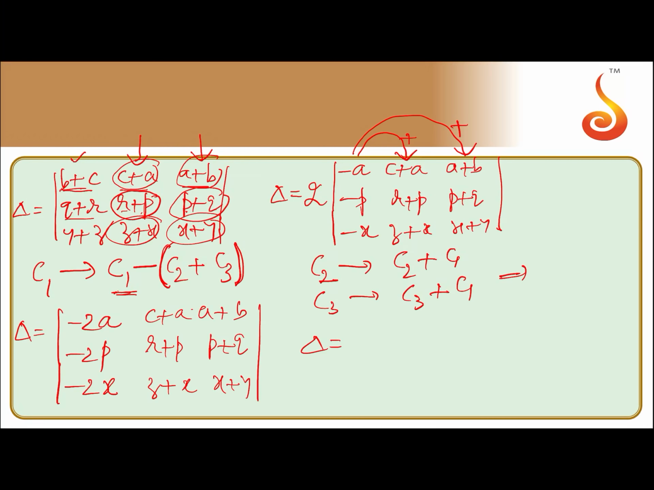And that gives us the value of the determinant. It is twice, keeping the first column as it is. You're changing the second column and third column by adding the first column to the second and third one. APX gets cancelled, so C, R and Z will be remaining. And here, you get B, Q and Y.